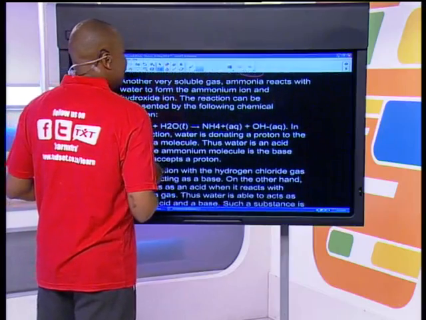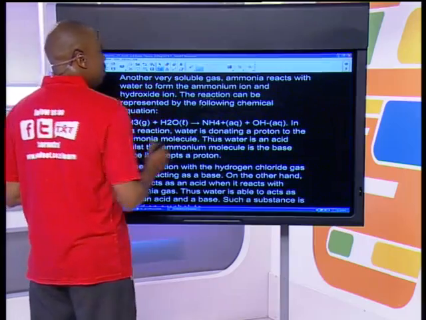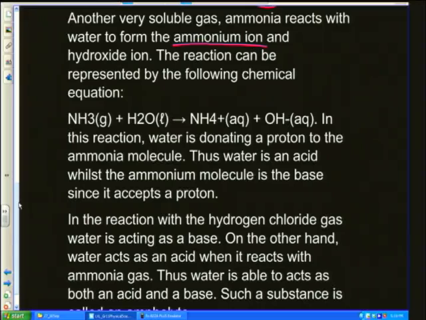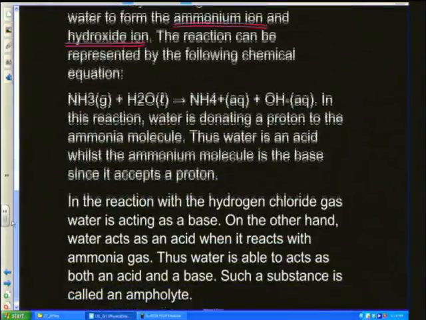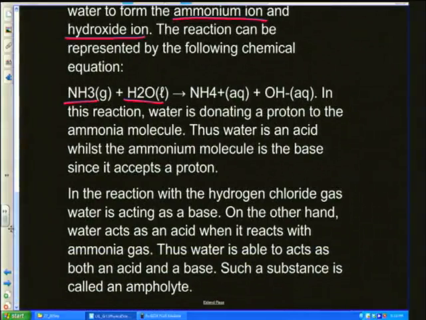Another very soluble gas is ammonia, which reacts with water to form the ammonium ion and the hydroxide ion. Now, the reaction can be represented as follows. Let's look at the reaction. NH3 plus water molecule, giving us the NH4 plus ions plus the OH minus. In this reaction, water is now donating a proton to the NH3. Thus, water in this case is an acid, whilst the ammonia molecule is the base.